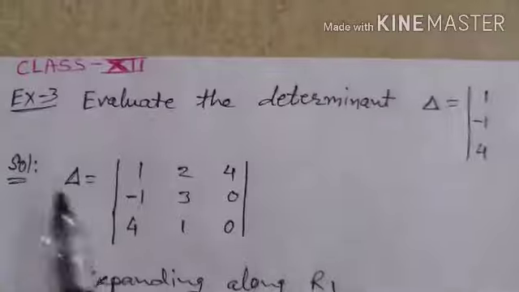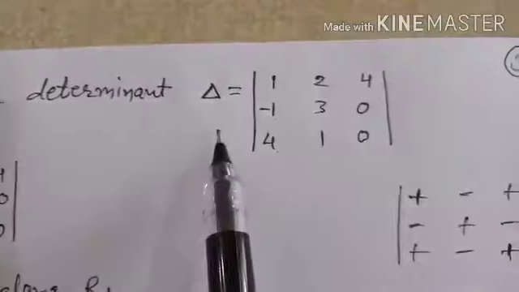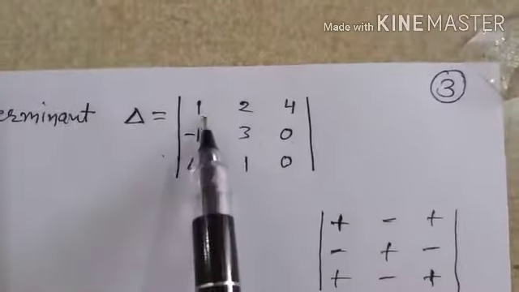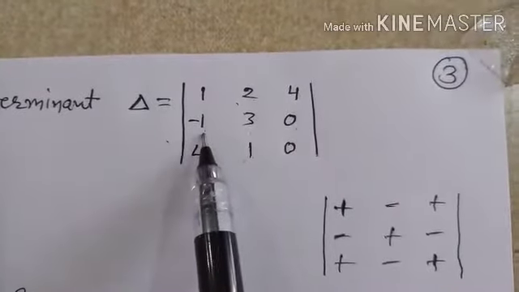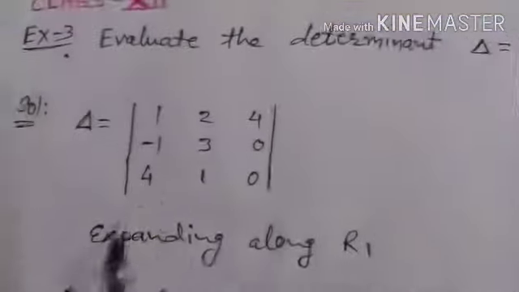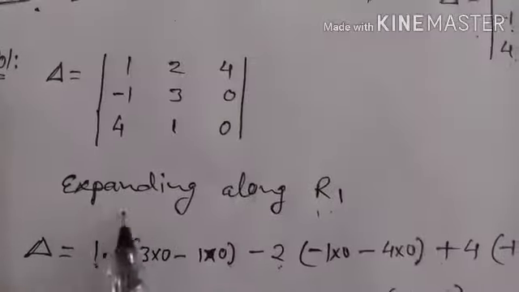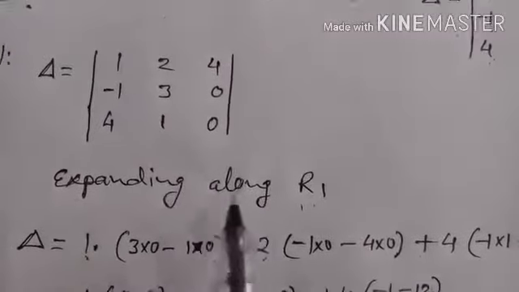Let's see one example, that is example number 3. Evaluate the determinant, and the determinant is first row 1 2 4, second row minus 1 3 0, and third row 4 1 and 0. Now this is the determinant, and here first we expand this determinant along first row.